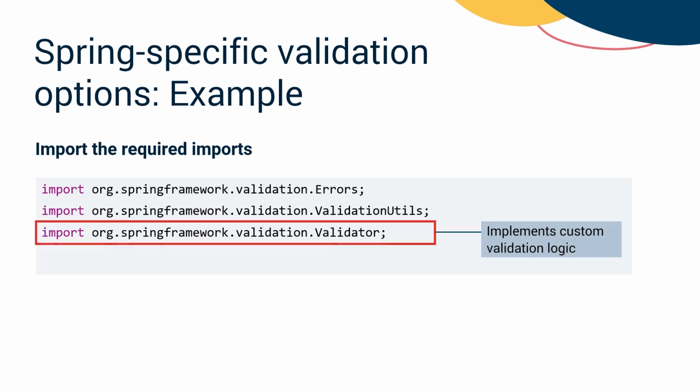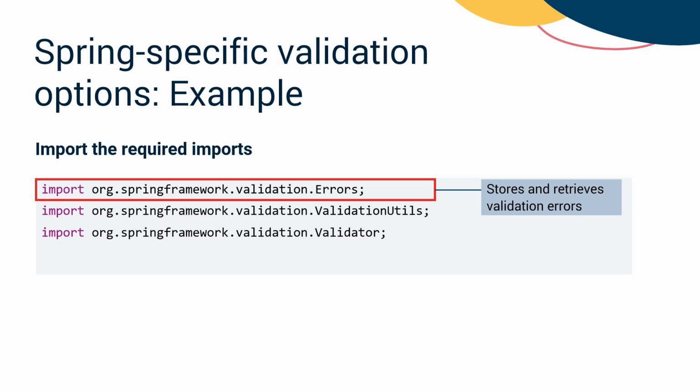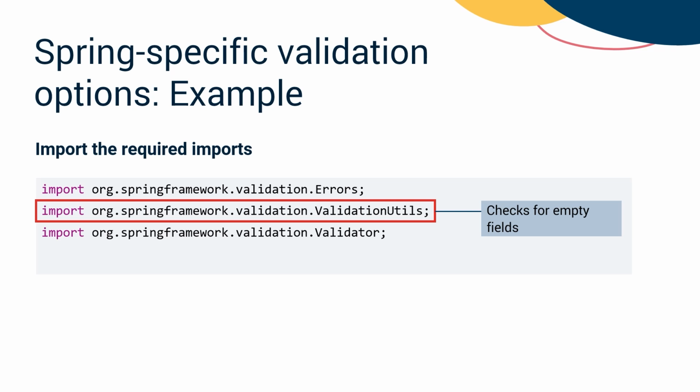The validator class is the core of Spring's validation framework. It allows us to implement custom validation logic for any object. The errors class is used to store and retrieve validation errors during validation processing. The validation utils class is used to automatically check for empty fields and adds errors if a field is blank or null.